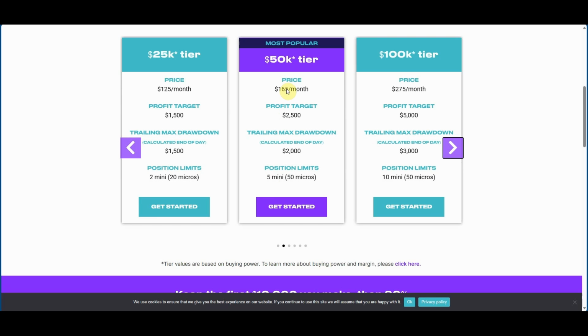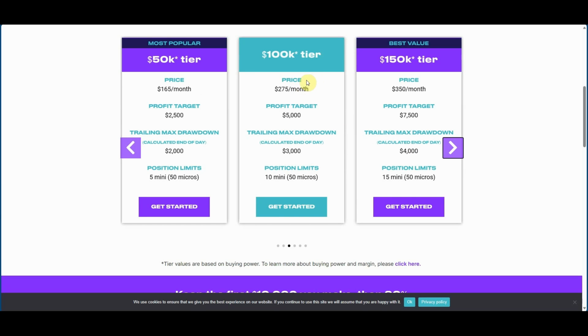So on the 50K, you're paying an extra $40 on the 25K tier, and you've got an extra 3 potential positions based on the minis. But one thing to note is you've got a little bit less leeway on the trailing max drawdown, so it's something to be aware of.